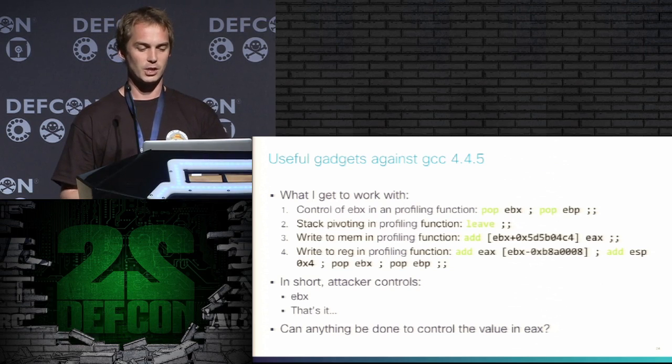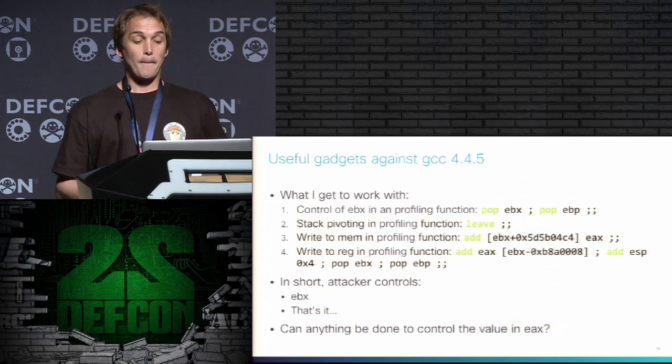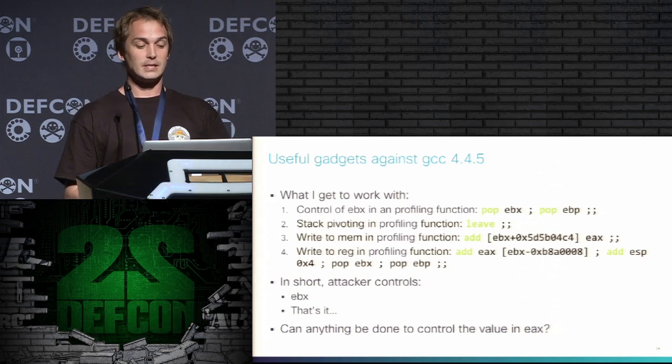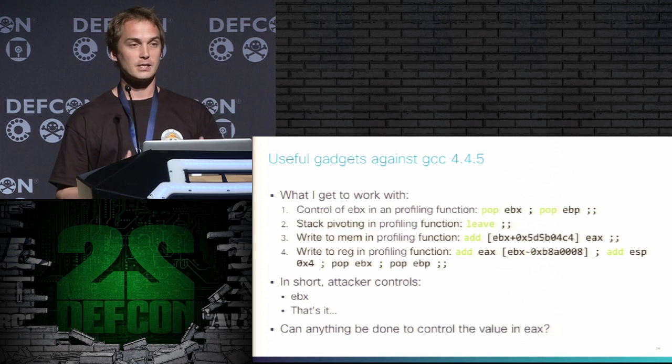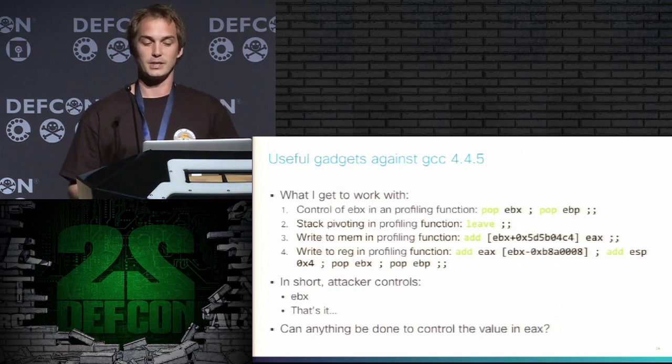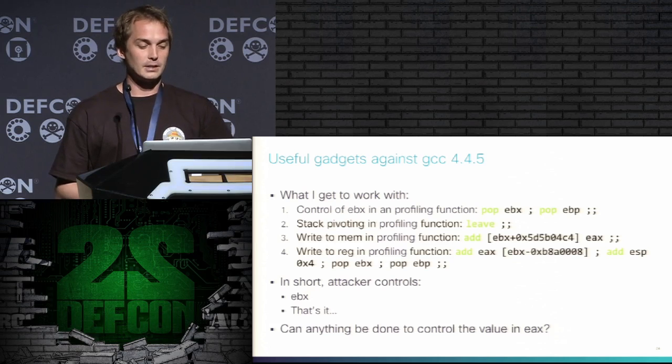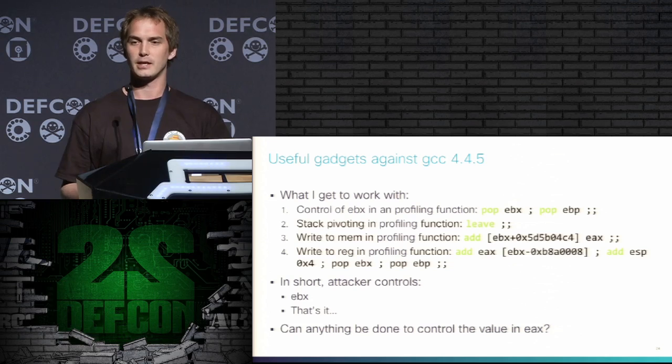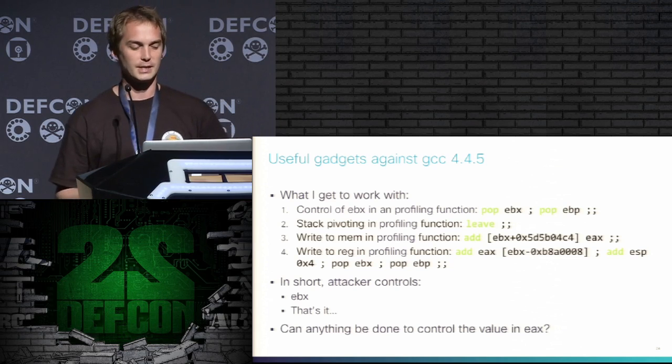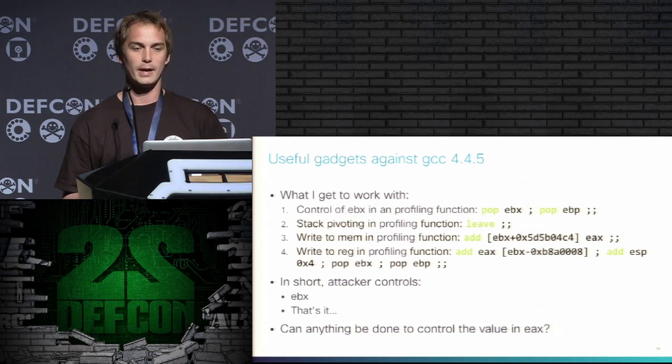And then the two others, which are the meat of the talk, are a write to memory: if, through control of EBX, I can write the value which is in EAX to EBX, meaning the value in the register I can dump somewhere in memory. And I've also got the other way around, a write to register, meaning that by controlling EBX, I can grab a value from memory and load that in EAX. So in short, as an attacker you control EBX and that's about it, right? So you have to find a way to achieve control of EAX also.